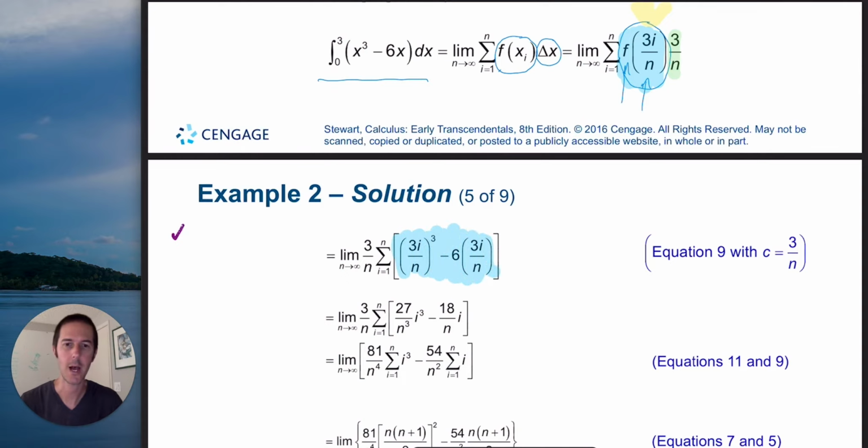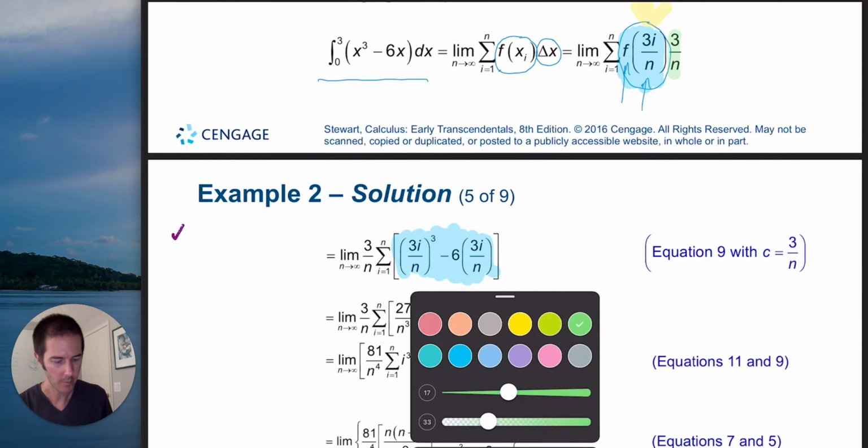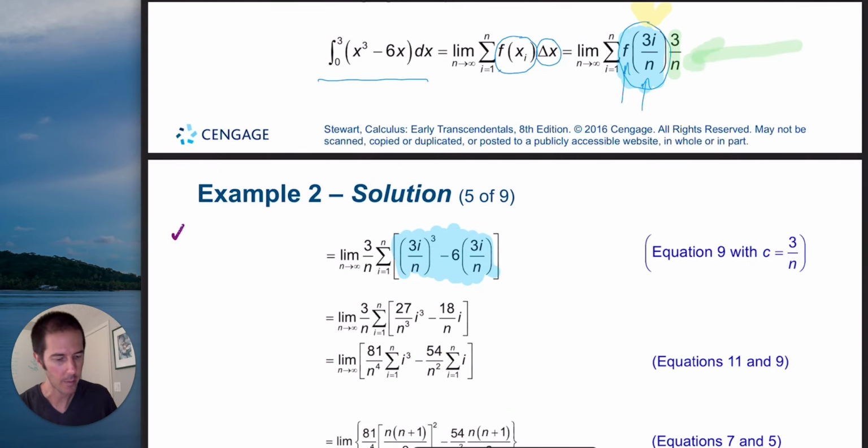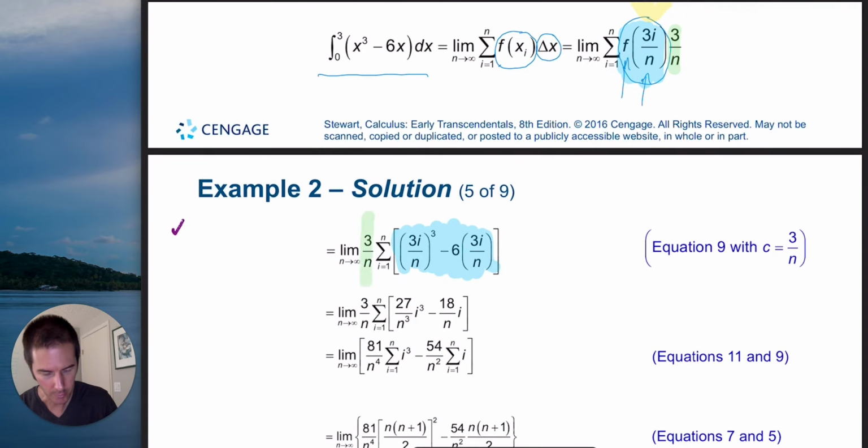So you notice the 3i over n's. What happened to the green 3 over n that I highlighted up here? Delta x. Well, n is a constant value, and 3 is a constant value. So we can factor that constant value out of the sum. We still have to leave it inside the limit, but we can factor it outside the sum. So on this next slide, for example 2, notice the 3 over n right here. It's been factored out of the sum, but has not been factored out of the limit. Okay. Now we need to start doing some addition.